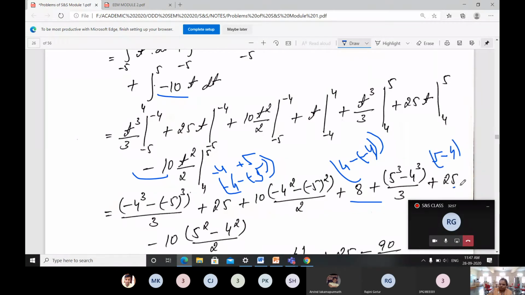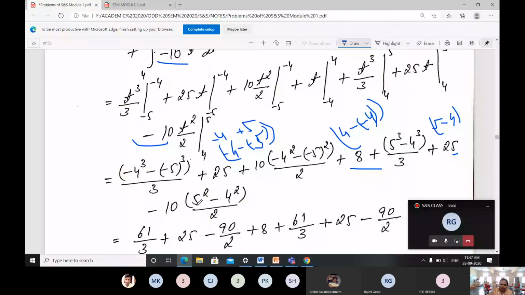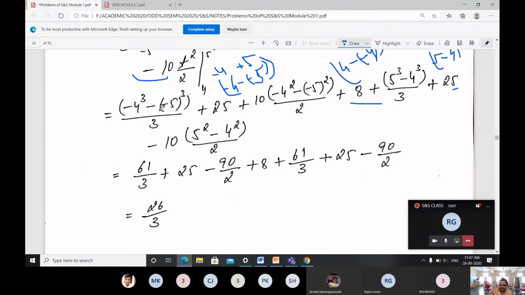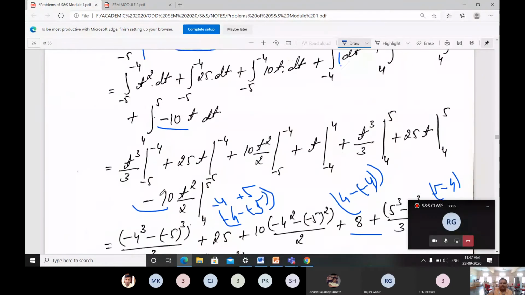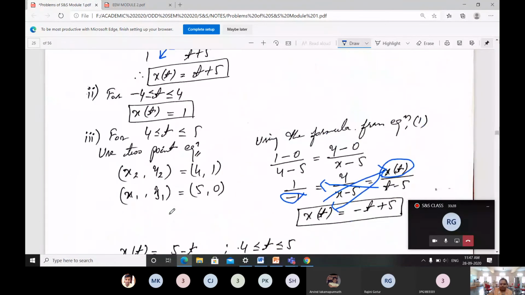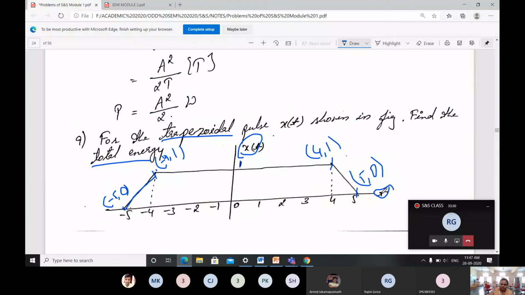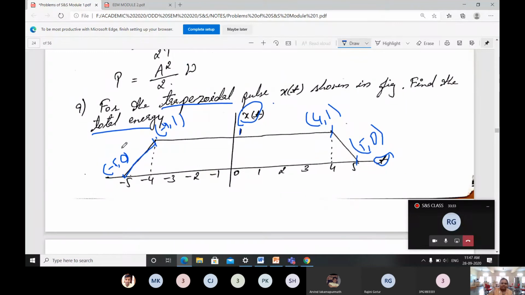1 into 25 is 25 only. Then here minus 10, upper limit 5 square minus 4 square divided by 2. If you solve for each parameter, then you will be getting the result as energy 26 divided by 3 in terms of joule. Don't forget to write the joule. Okay, this is how you have to solve for the given graph, or else a trapezoidal pulse, for the energy.